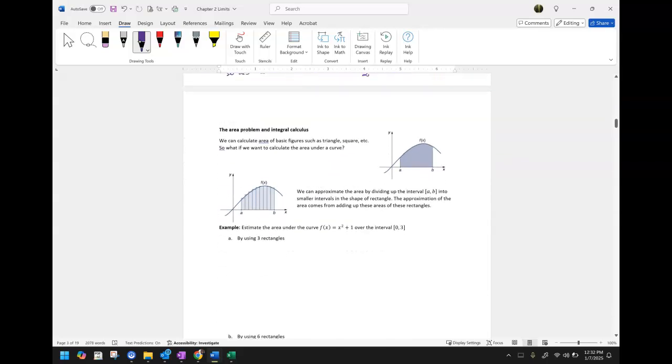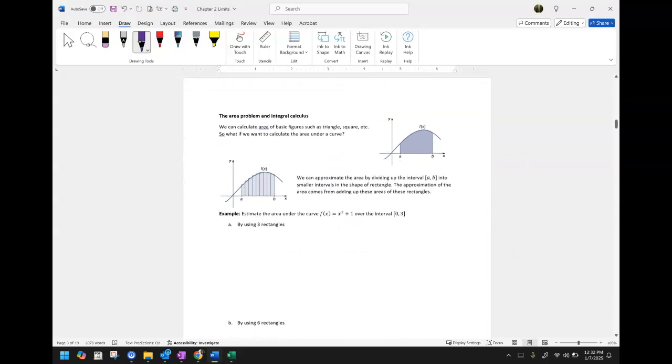The area problem in integral calculus. We can calculate the area of basic figures such as triangles and squares. So what if we want to calculate the area under a curve? We can approximate the area by dividing up the interval AB into smaller intervals in the shape of rectangles. The approximation of the area comes from adding up the areas of these rectangles.